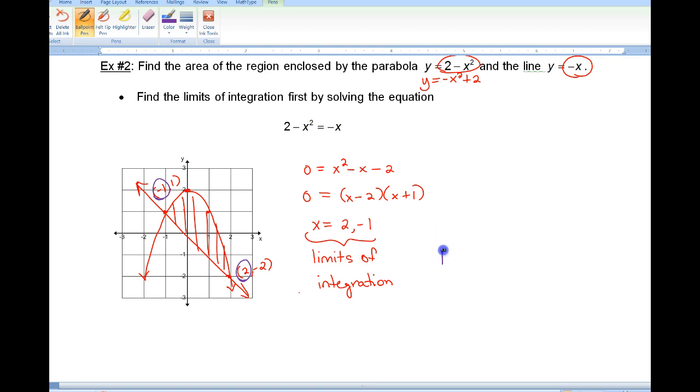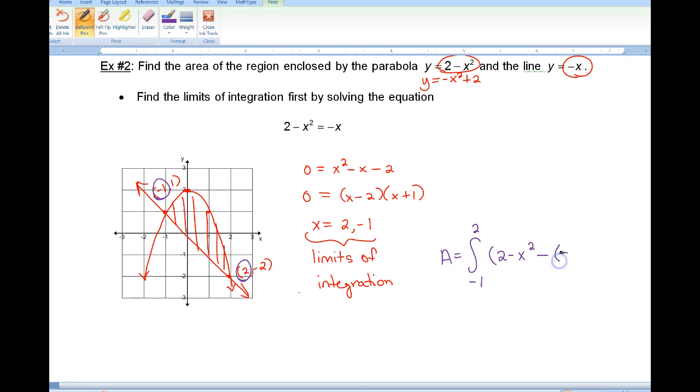Okay, so I have from negative 1 to 2. Remember, I want the smaller x-coordinate to the bigger x-coordinate. I'm working left to right. Just look at the shaded region. What is the upper curve? What is it bounded above by? The line or the parabola? The parabola, the 2 minus x squared. And it's bounded below by negative x, so it's going to be minus negative x.